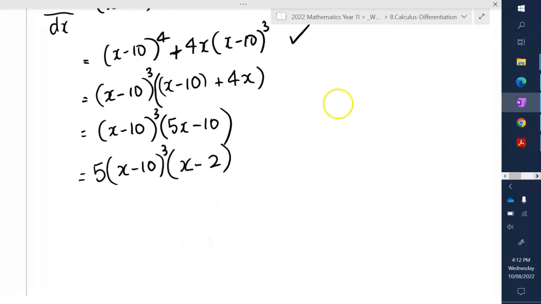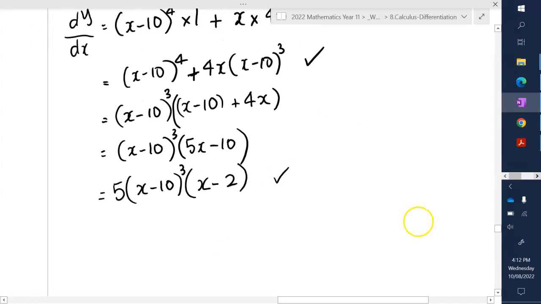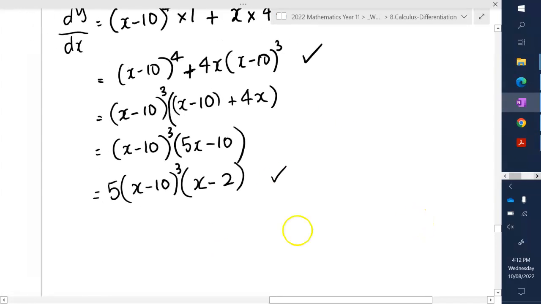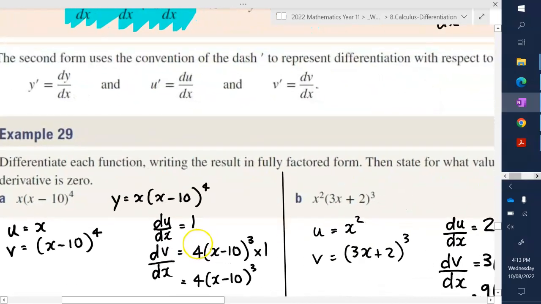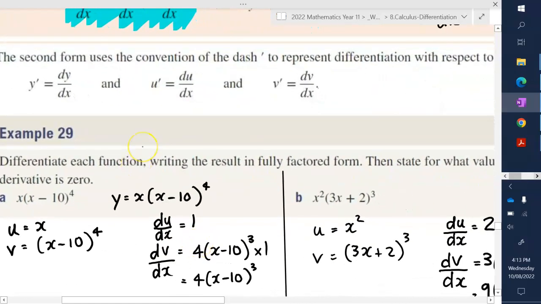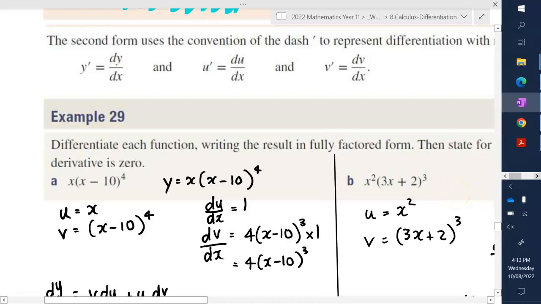Okay, so have a look at that again. Am I now fully factorized? Yes, I am. Have I answered the question? Let's go and check. The question asked me, here we are, differentiate each function. Okay, we've done our differentiation of part A of our questions. Writing the result in a fully factored form. Yep, we've done that, but we haven't answered the third part. The third part says, then state for what values of x the derivative is 0.